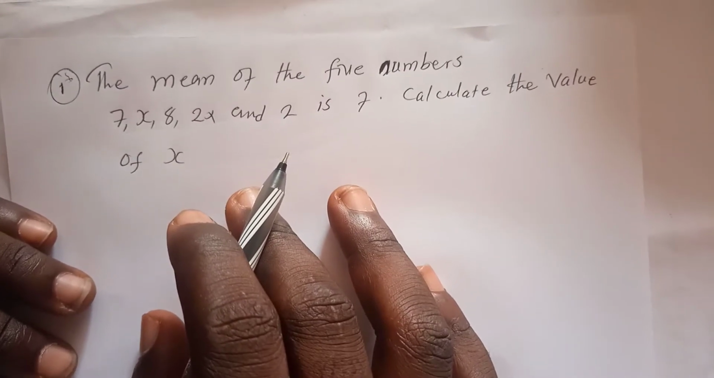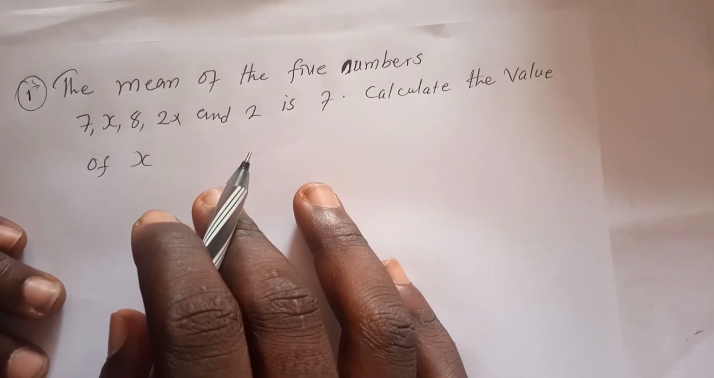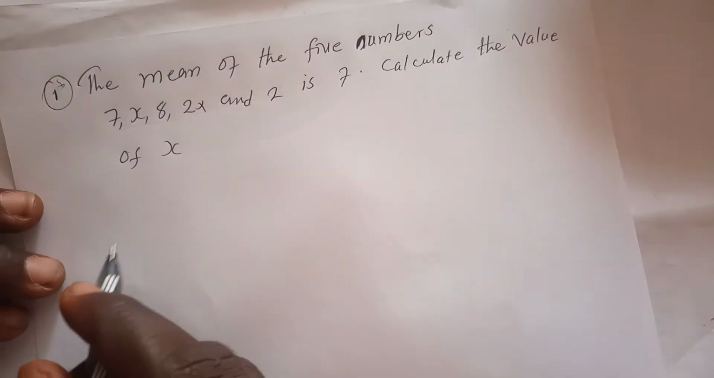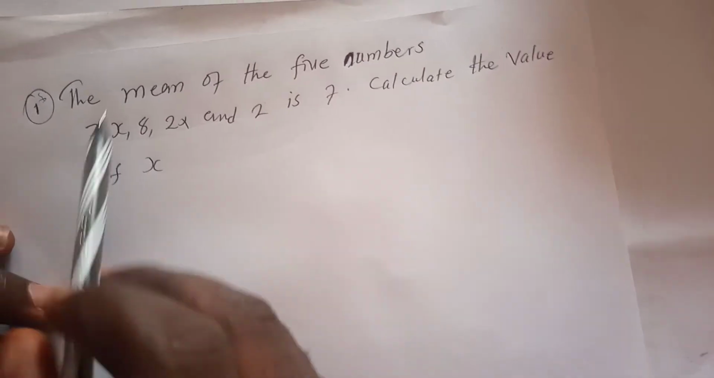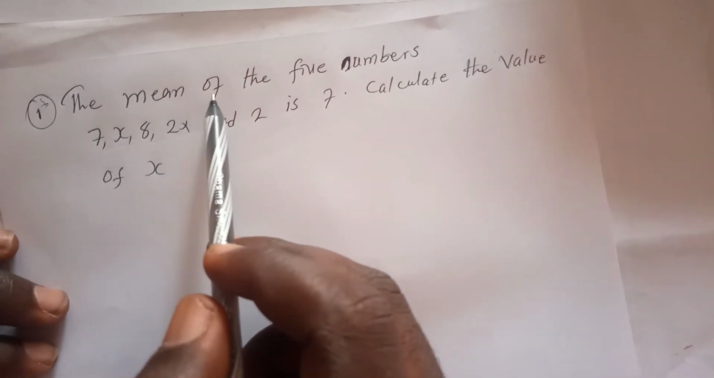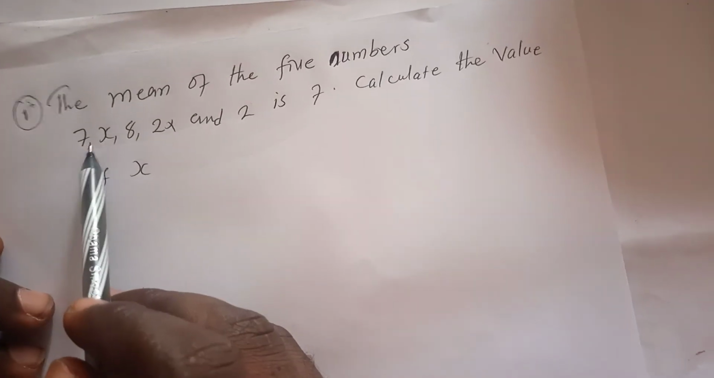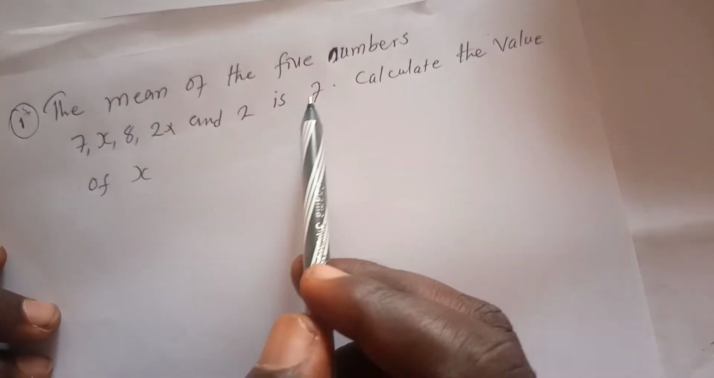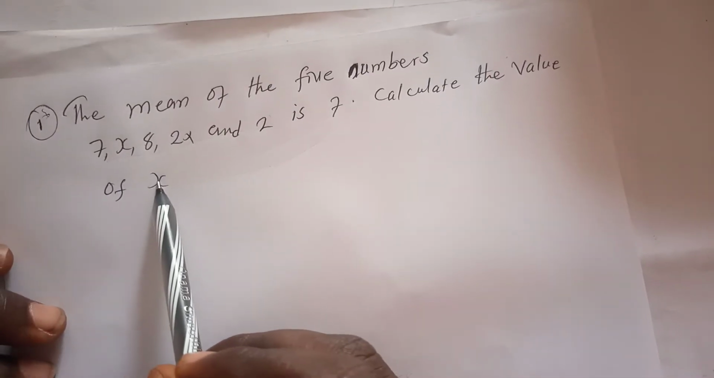Today I'm going to teach you how to find a missing value when given the mean of a set of numbers. We have this question below. We have the mean of the five numbers, so x, 8, 2x, and 2 is shown. Calculate the value of x.